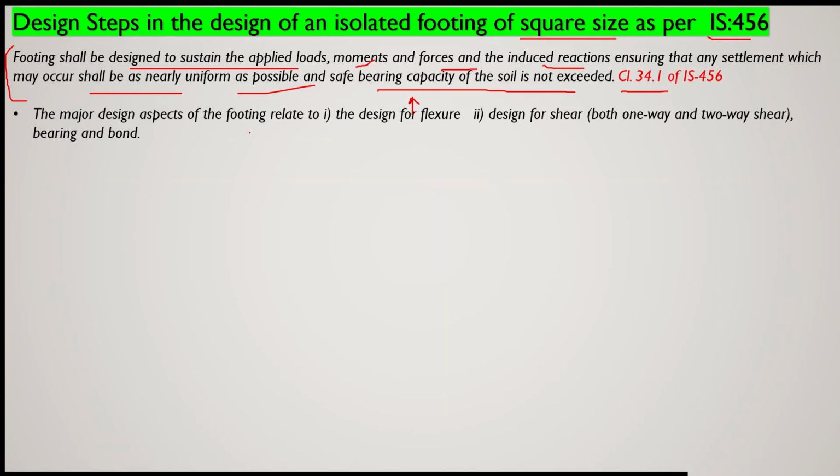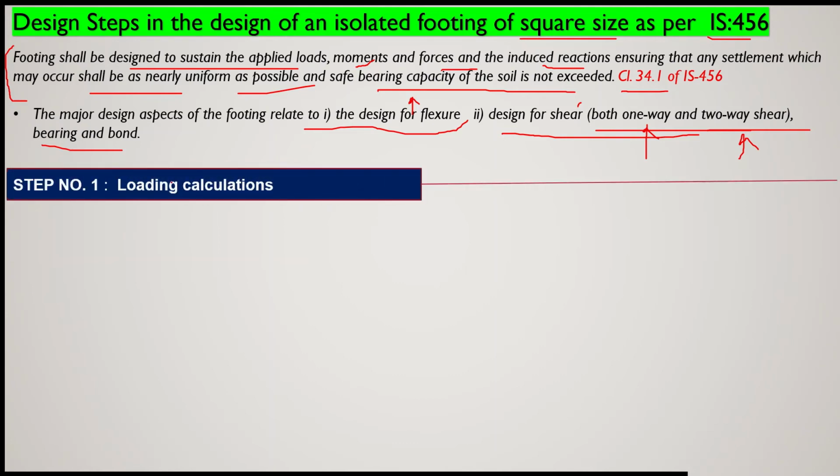The major design aspects of footing are, very important, design for flexure, and the second important aspect is design for shear. Now here, when we design an isolated footing, we will design for shear both as one-way shear as well as two-way shear. One-way shear we use in general to design any type of beam, and two-way shear we use in the case of a flat slab, and it is also known as punching shear. Another important part is we have to take care of the bearing as well as the bond.